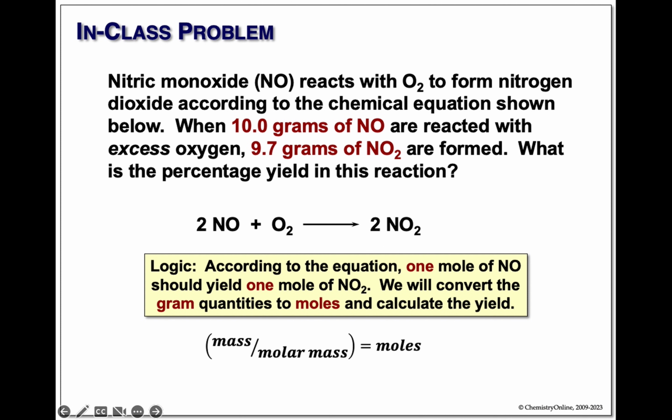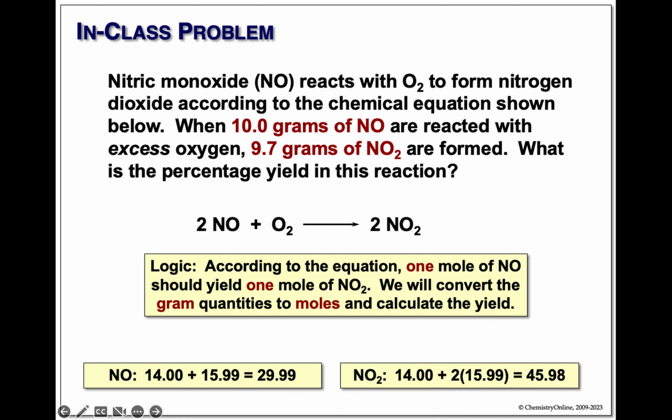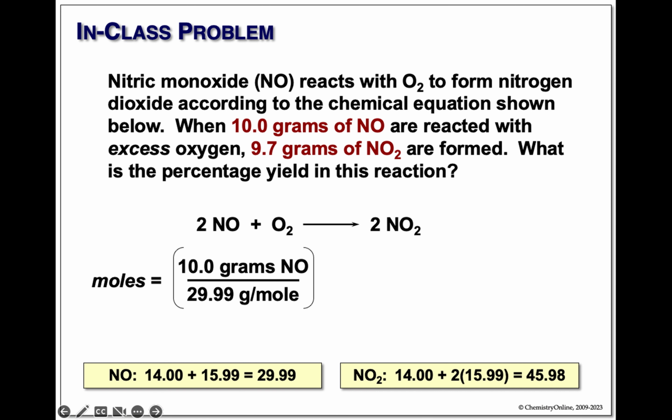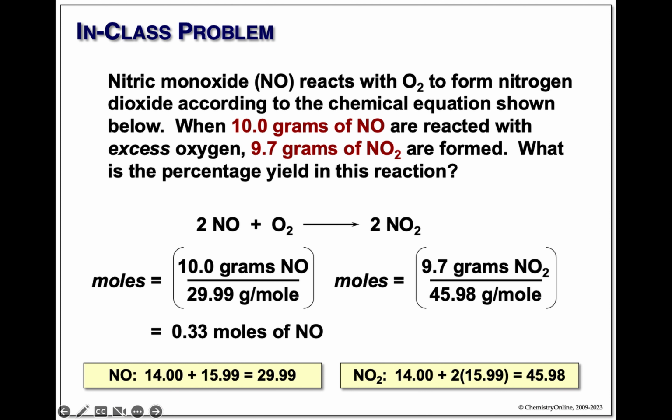All right. 10 grams of NO. Here's our molar mass. Mass divided by molar mass. 0.33 moles of NO. That's what we start with. Now we should get 0.33 moles of NO2. That's the theoretical. We got 9.7 grams. So again, mass divided by a smaller mass, 0.21 moles of NO2.